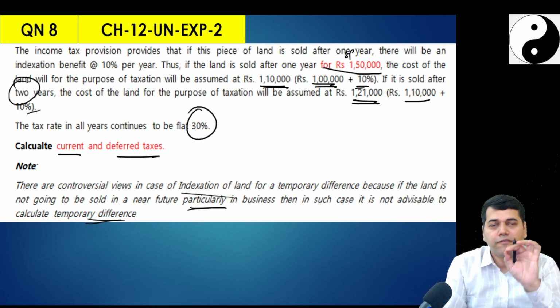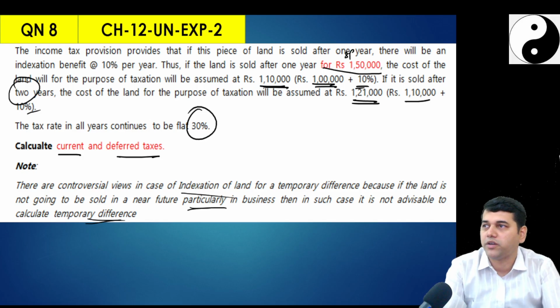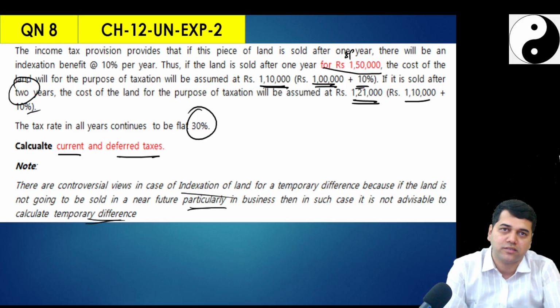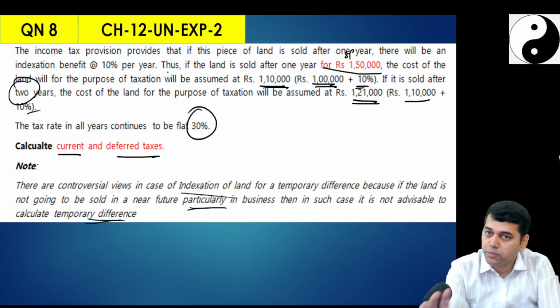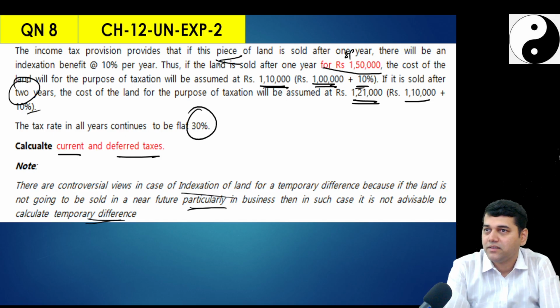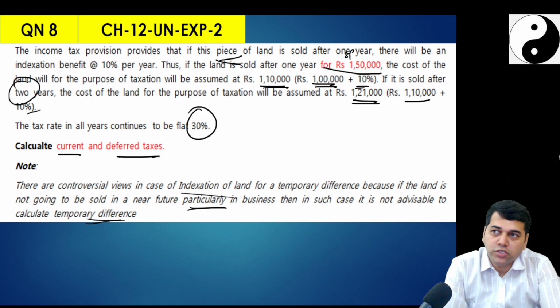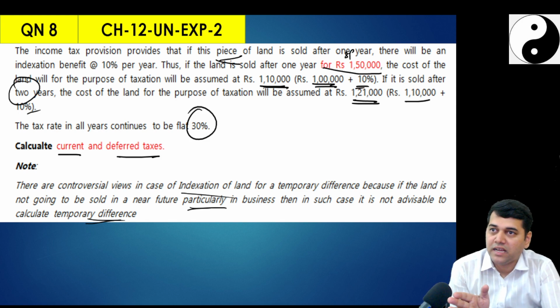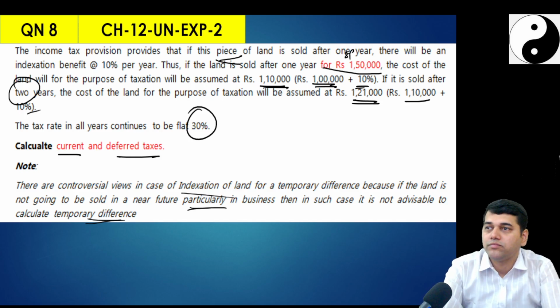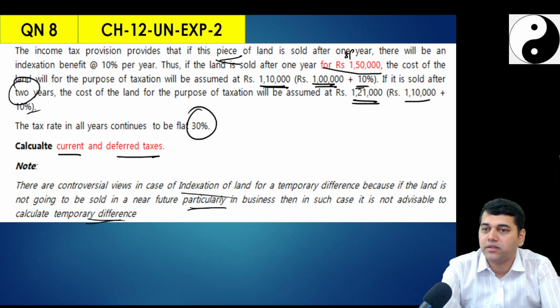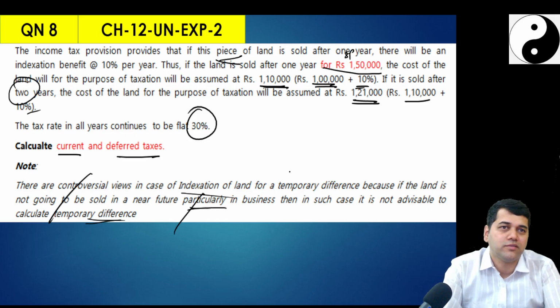We'll go through every single problem. You need only 2 components. What is your book value? What is your tax base? That's it. My only question to you is, did you purchase the land? Yes, obviously. Then only you will be able to show. Now, my question to you: if you have purchased a land, at the end of the first year, what is your book value? Just read the question and tell me.